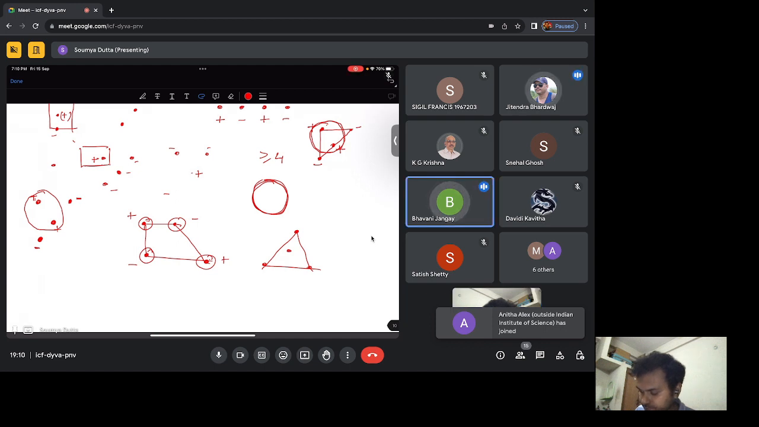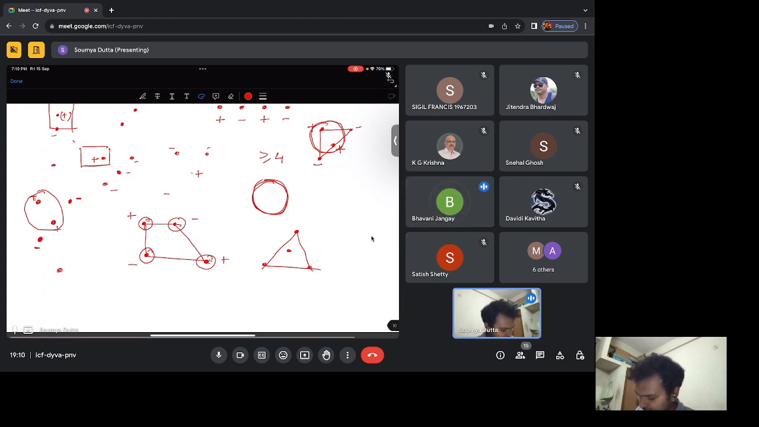Then how can a rectangle shatter? Rectangle also can't shatter this. That was the mistake that I was making. Rectangle cannot shatter this actually. If this is plus, this is plus, this is minus, then you will have a rectangle like this. In no way can you shatter these two negative points. So rectangle will have a different configuration. I have to build that up somehow.